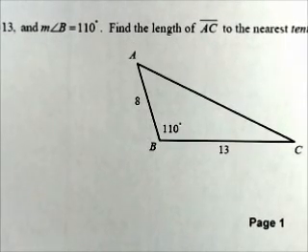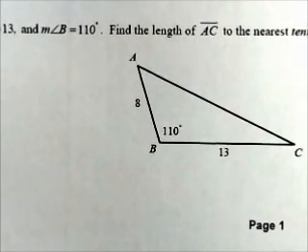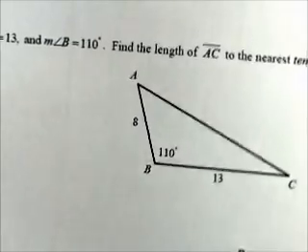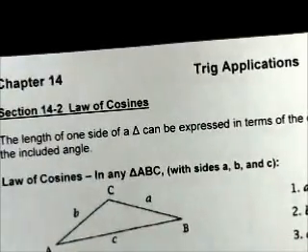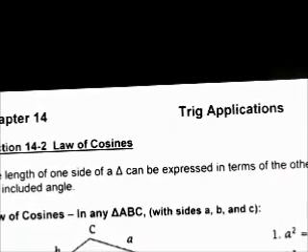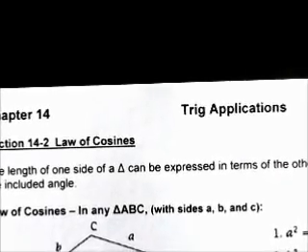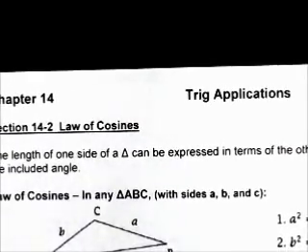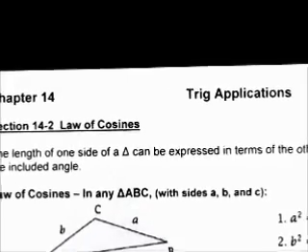Today we're starting Chapter 14, Trig Applications. And so we're on page 1 of our Chapter 14 notes packet. The first section is Law of Cosines. The length of one side of a triangle can be expressed in terms of the other two sides and the measure of the included angle.